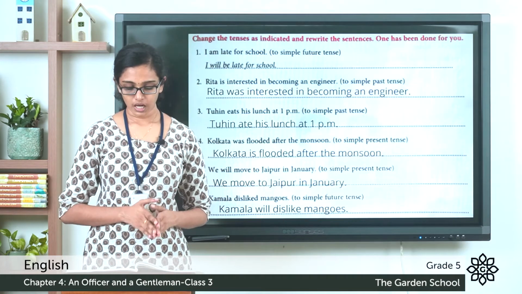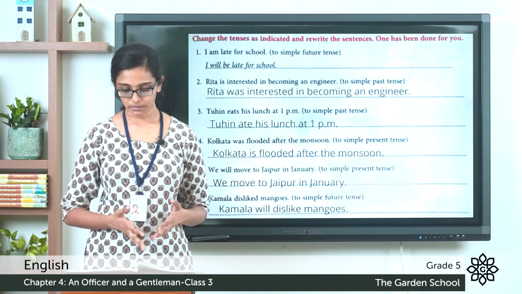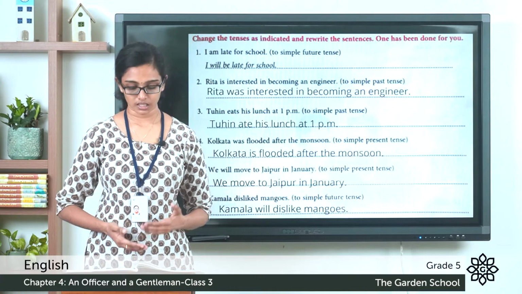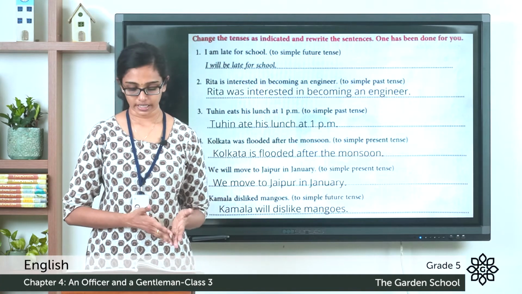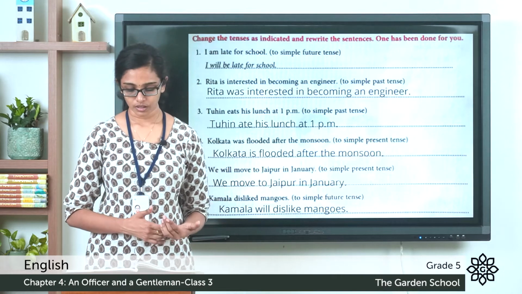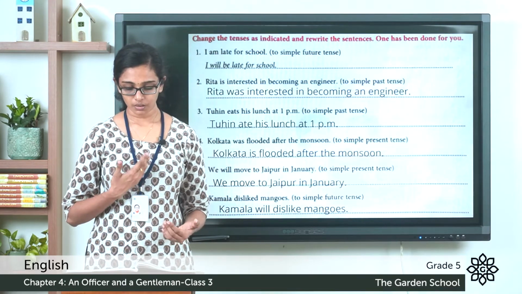Now the fourth one, Kolkata was flooded after the monsoon. To simple present tense. So the sentence given here is in simple past tense. Kolkata was flooded. It was flooded in the past. It was flooded after the monsoon. So how do you convert that to a simple present tense form? Which is the verb here?